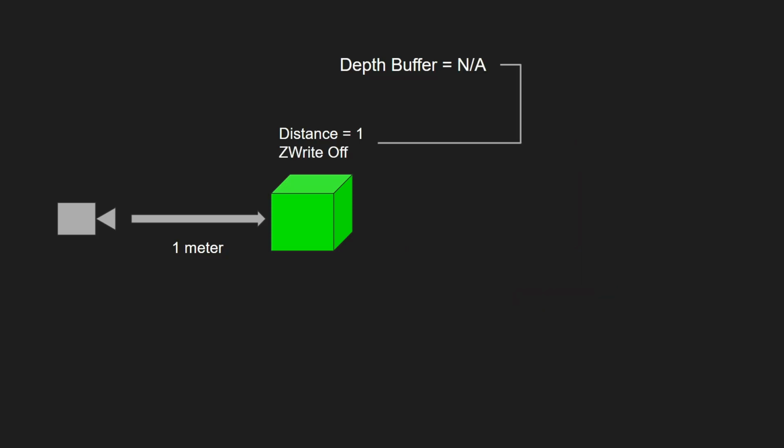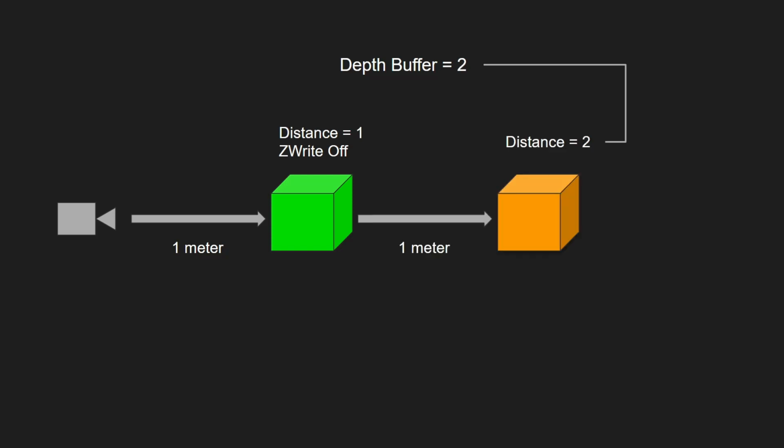If we think of our example where we turn ZWrite off, then even though our object is in front of the camera and it's at a distance, it's not going to update the depth buffer. So when we add another object that's directly behind this one, even if it's at a greater distance, there was nothing in the depth buffer. So Unity is going to update the depth buffer with this distance, and it's going to render the object.